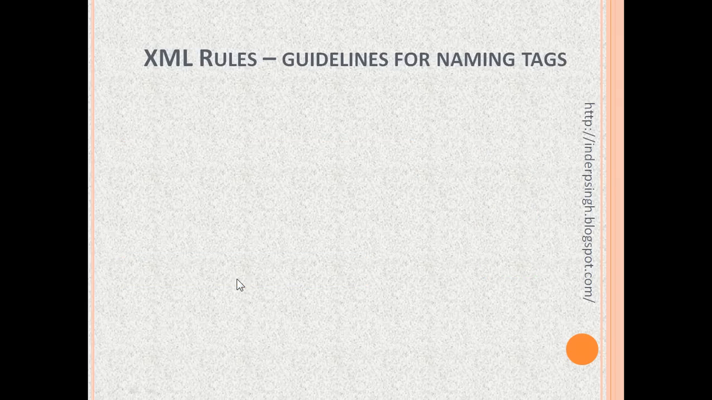Now let us see the guidelines for naming the tags. A few guidelines for naming the XML tags are as follows. First of all, keep in mind that the XML tags are named by the author. So if you are the one who is creating the XML document, you have to make sure that the tags are meaningful and they follow certain rules, because XML documents can be read by human beings and by software applications both.